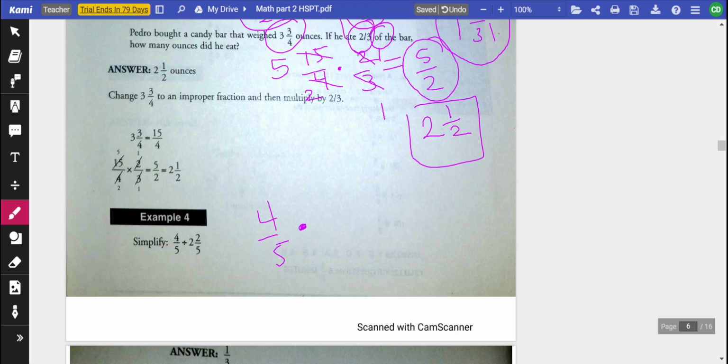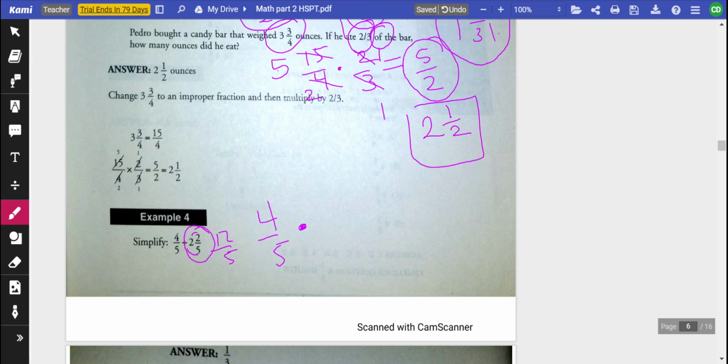Then, because we're doing division of fractions, I know I need to flip my fraction to the reciprocal, but I can't do that when this is a mixed number. So I'm going to do my multiplying and adding method. So 5 times 2 is 10, plus 2 is 12. So I really know that this is 12 over 5.